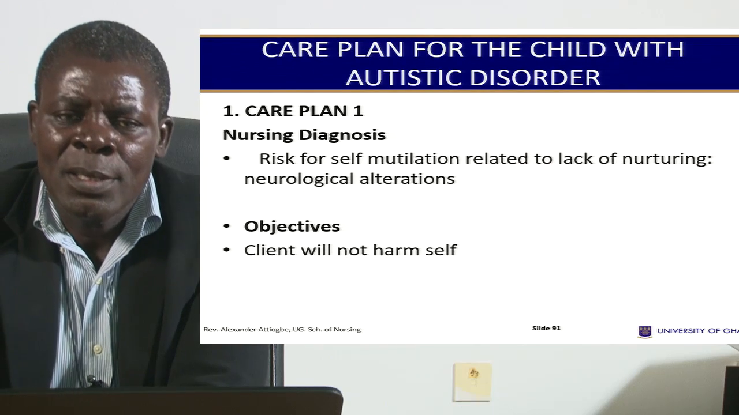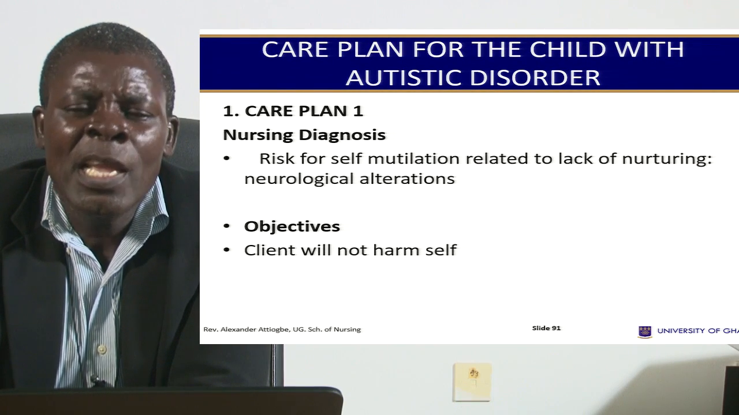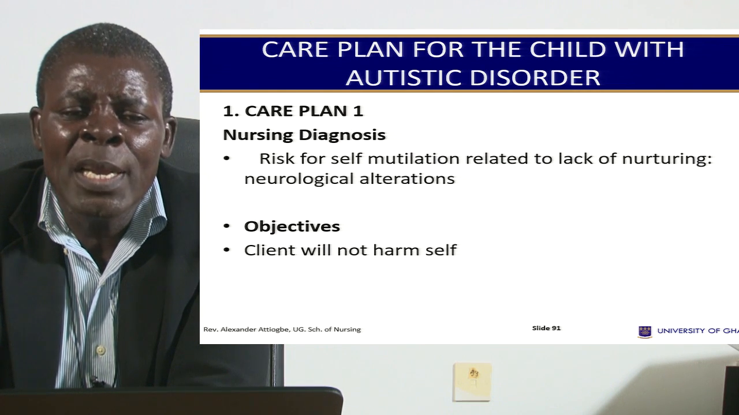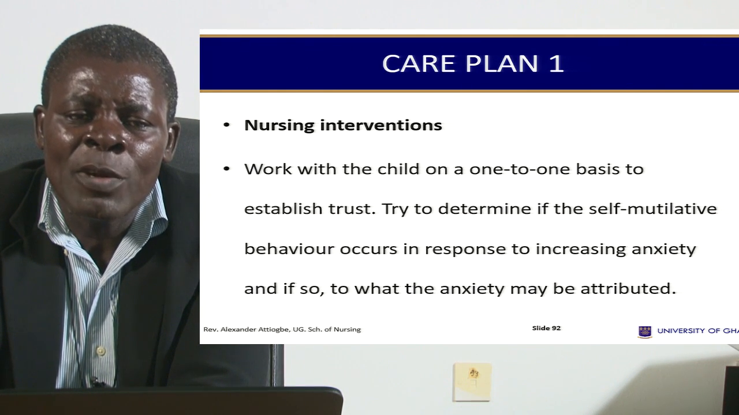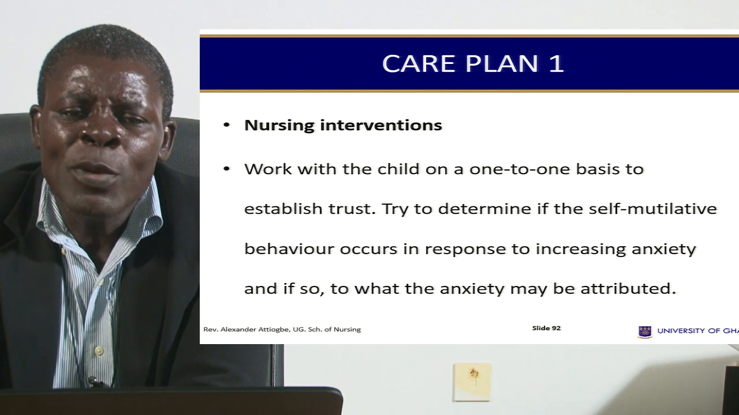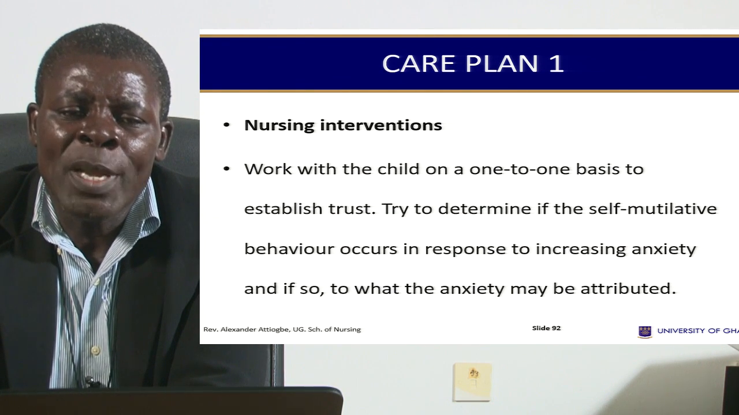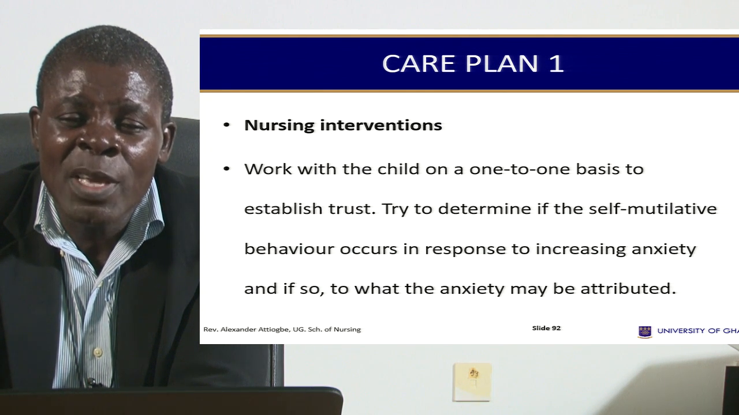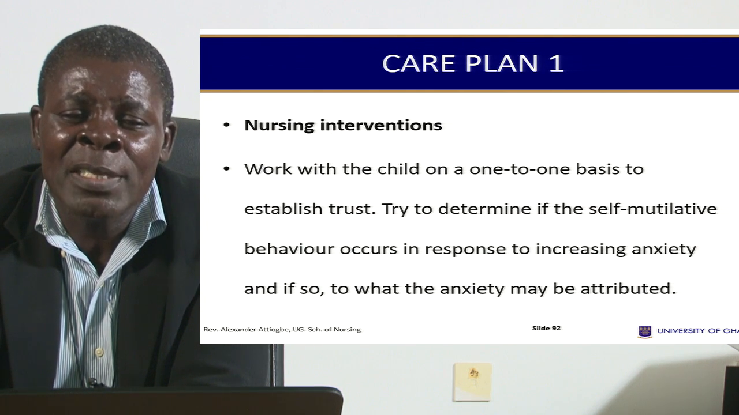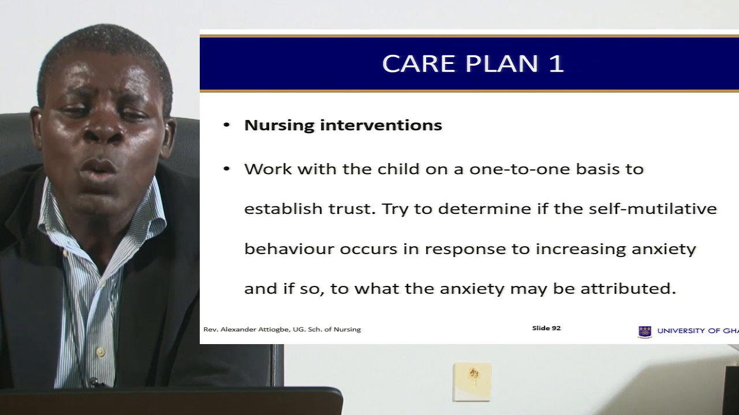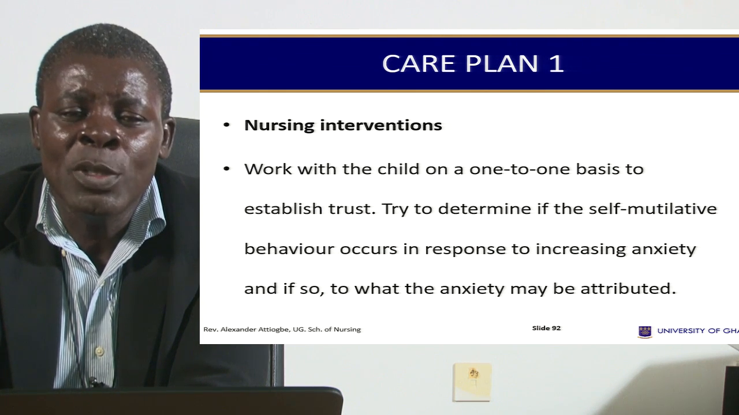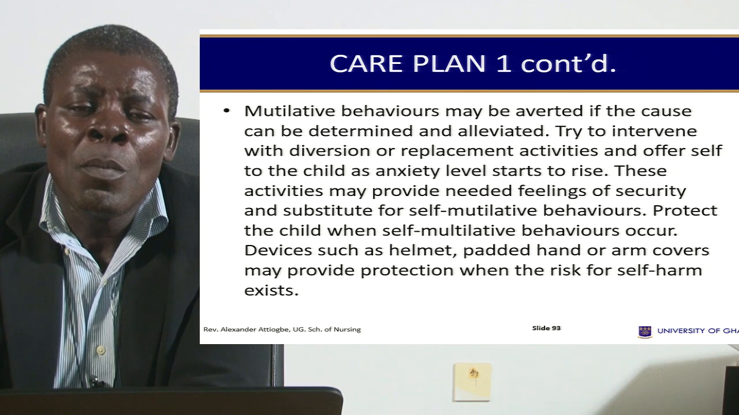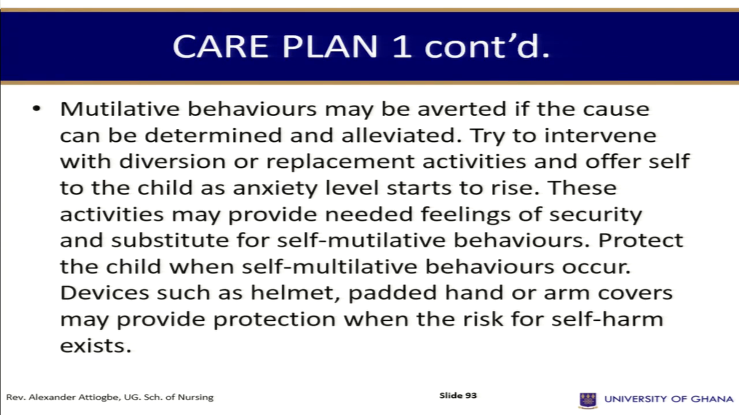How do we nurse autistic children? If they have problems of mutilation for lack of nurturing, work with the child on a one-to-one basis to establish trust. Try to determine if the self-mutilative behavior occurs in response to increasing anxiety, and if so, to what the anxiety may be attributed. Mutilative behaviors may be averted if the cause can be determined and alleviated.